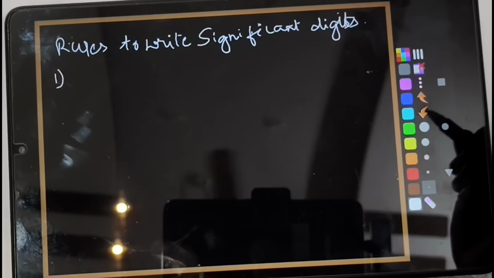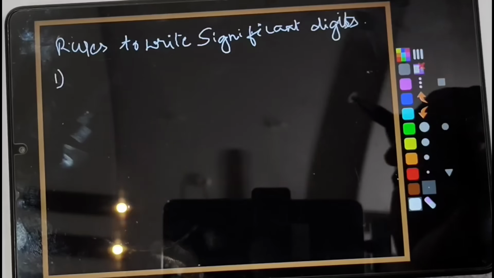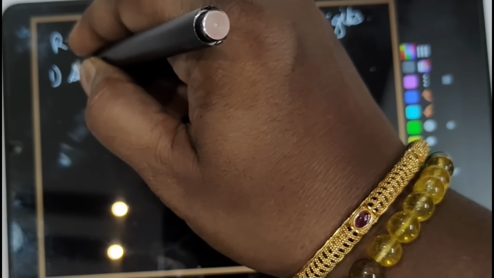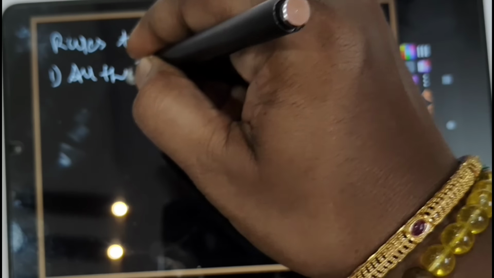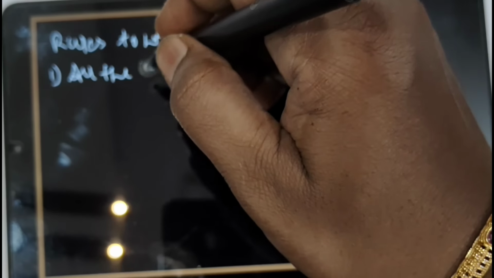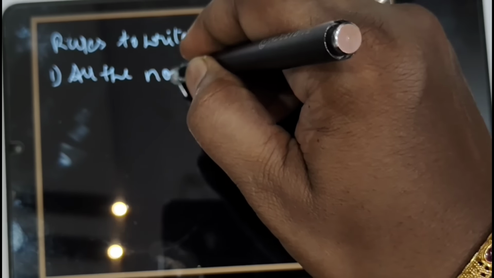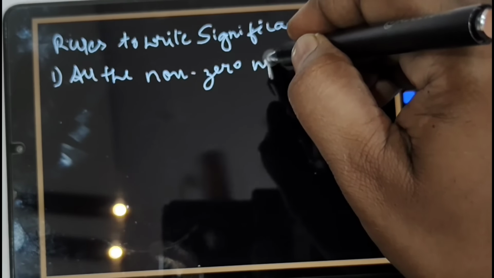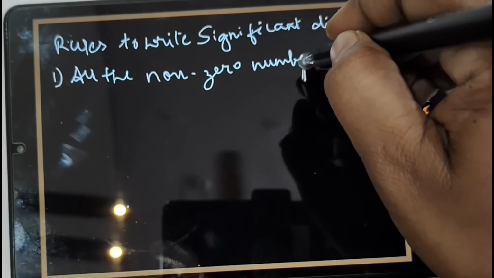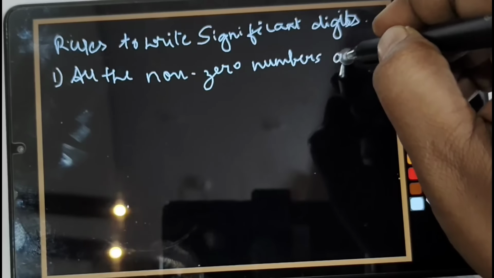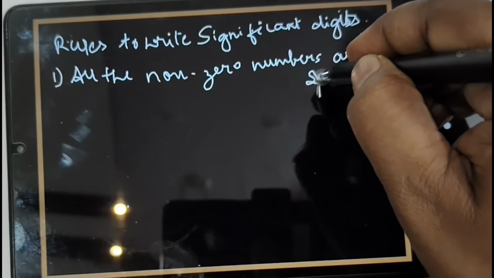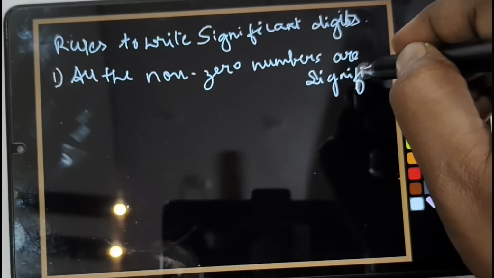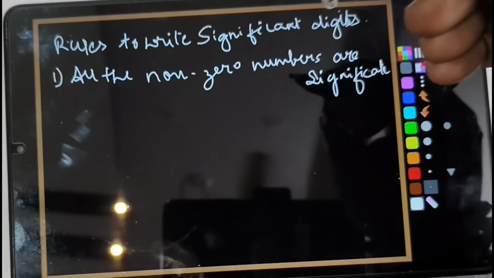All the non-zero digits are significant. So first of all, the rule is: all the non-zero numbers are significant.